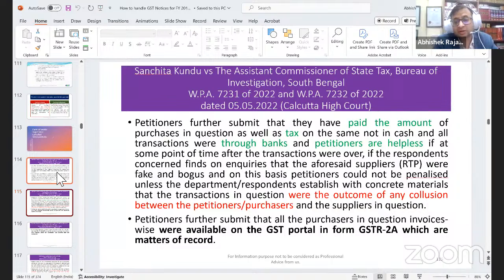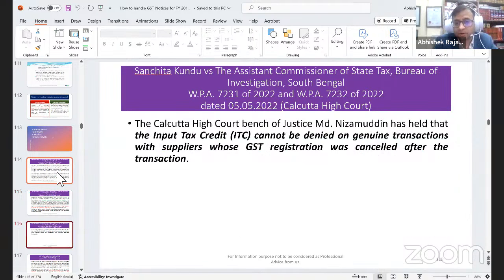Lastly, even in the notice or in the order, the department has not levied even an allegation of connivance and collusion between supplier and the recipient. The High Court said yes, because these transactions seem to be genuine. Therefore, ITC cannot be denied.